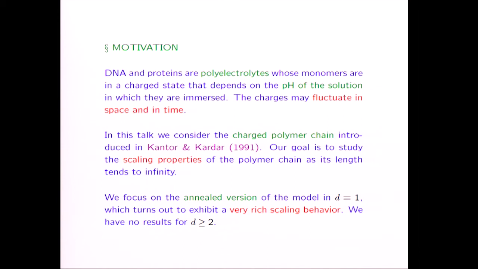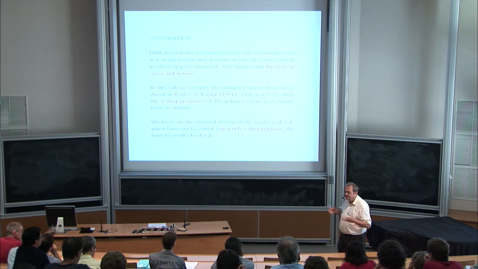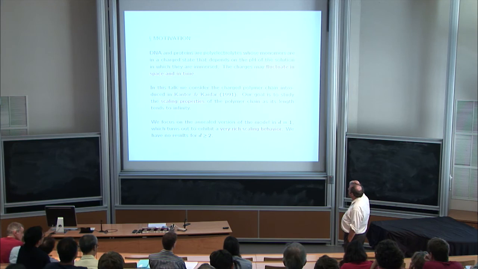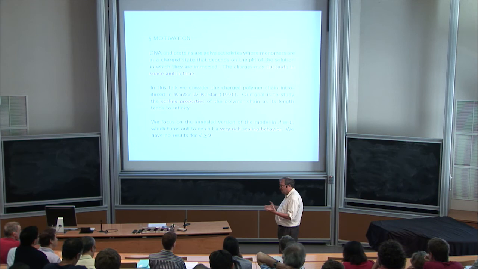Now you should think of the monomers as actually quite complicated units all by themselves, but these units can have a charge, and it's also possible that the charge moves around the chain. It can actually change over time, and it can change in space. And this is also triggered by a possible solution that your chain is living in, or let's say some environment in which it lives.